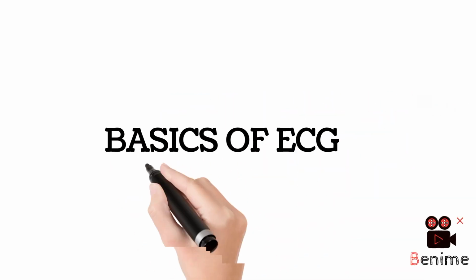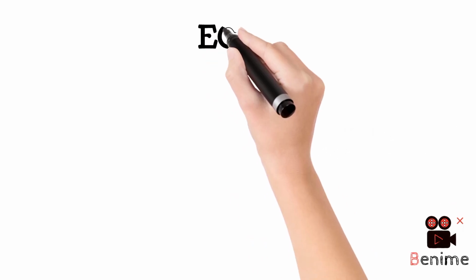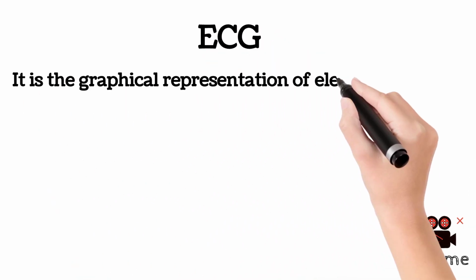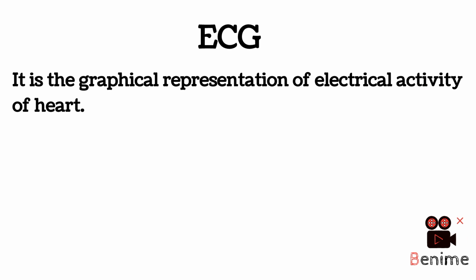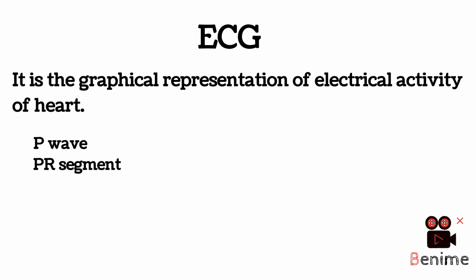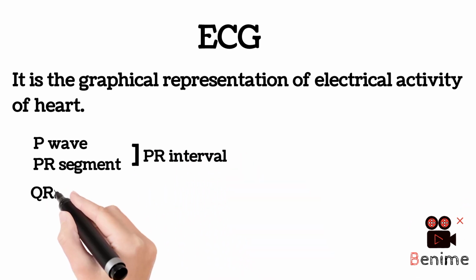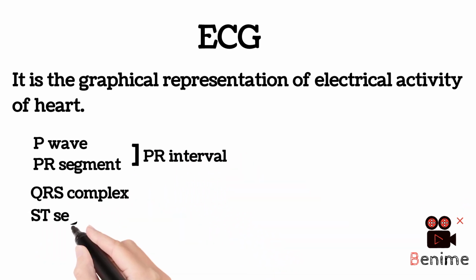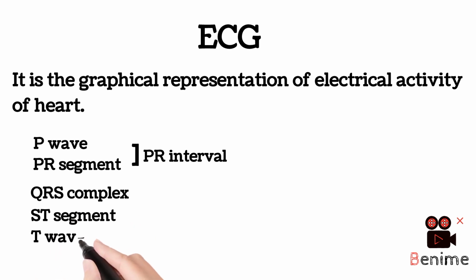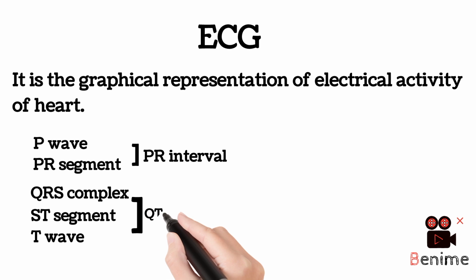Let's start with our topic. ECG, or electrocardiogram, is the graphical representation of the electrical activity of the heart. Its components are the P wave and PR segment. Together, the P wave and PR segment are called the PR interval. Then the QRS complex, ST segment, and T wave. Together, the QRS complex, ST segment, and T wave are called the QT interval.